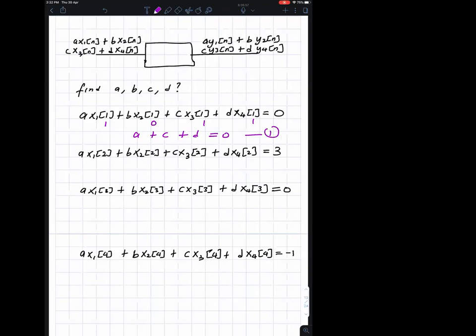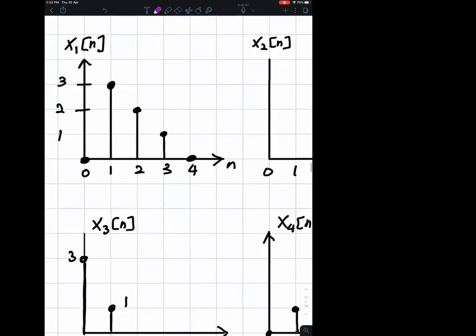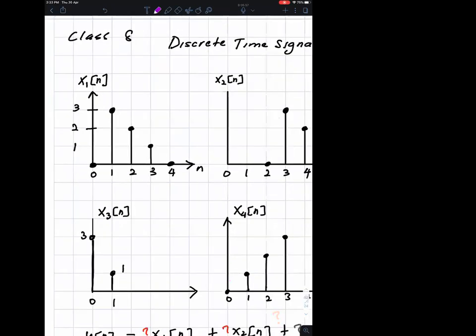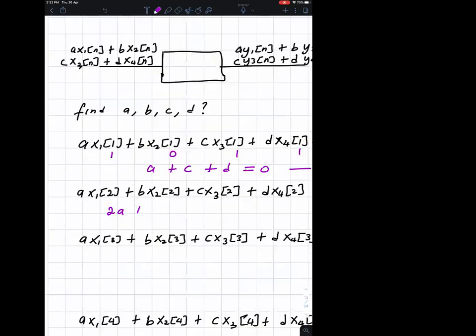If you do a similar deal, then you get the next one. You're going to get a 2A, because at x1, 2, come and look at x1 at 2, the amplitude is 2. A plus 3B. I mean, there may be some algebraic error. If you see anything like that, please let me know.